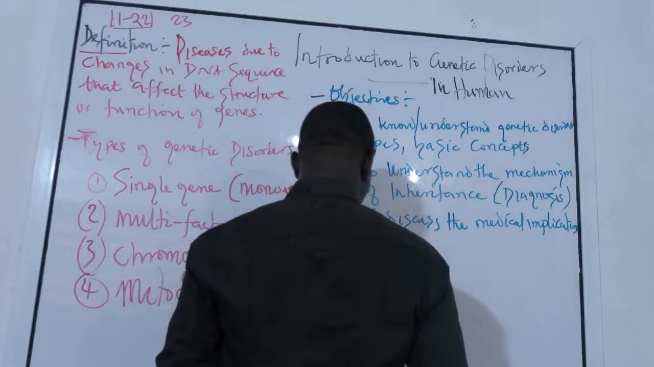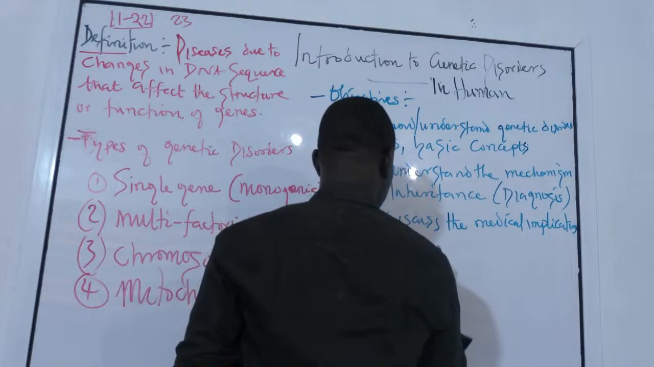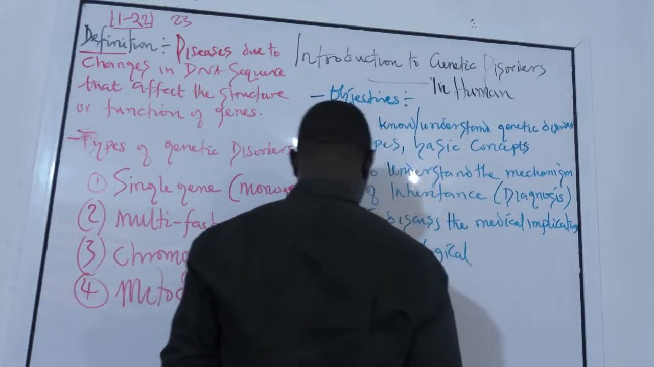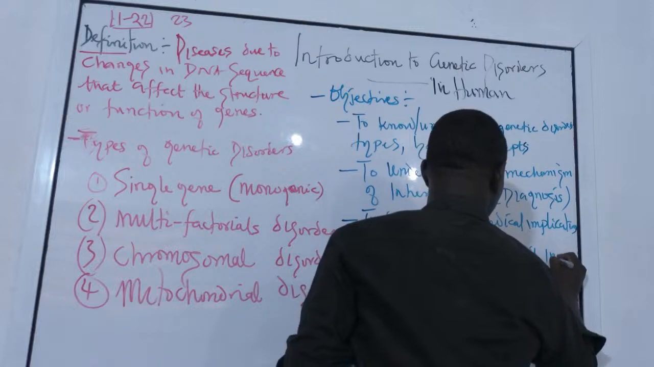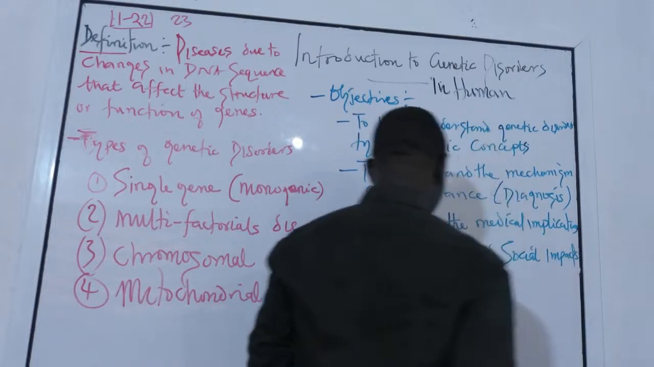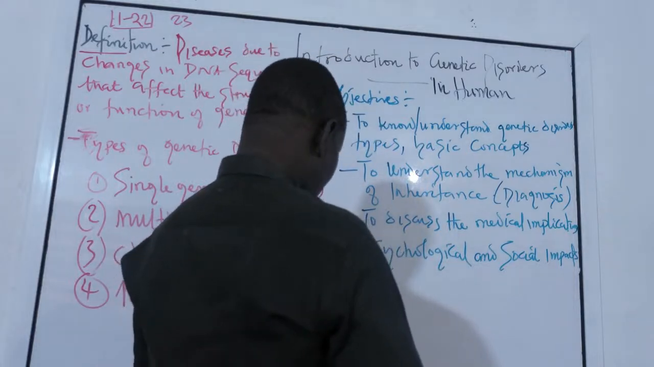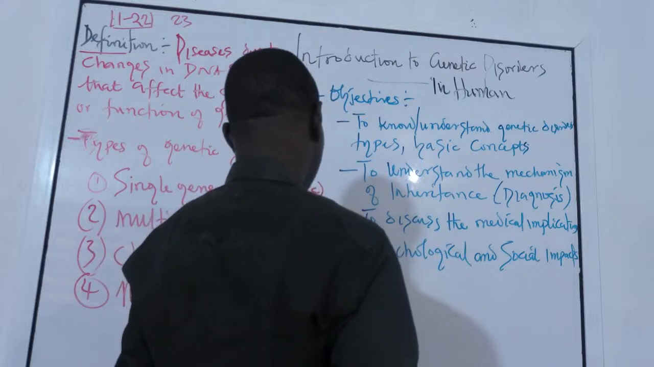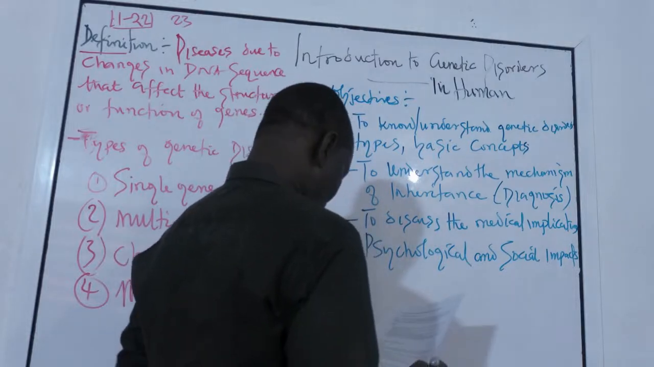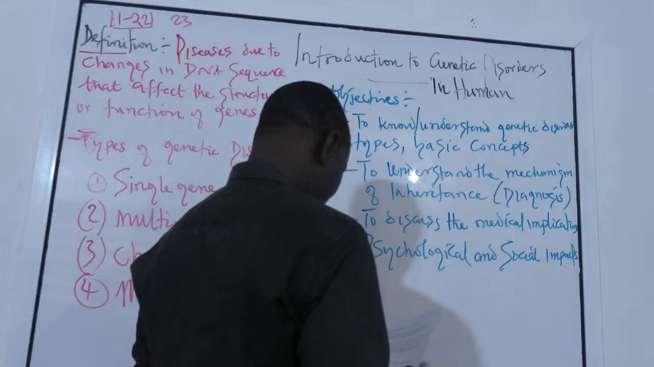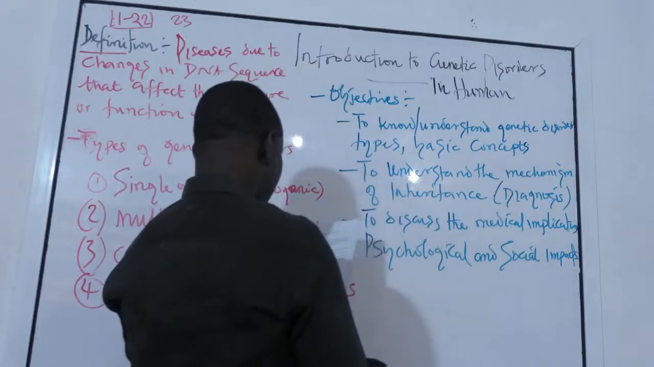So the next one is to be able to discuss the medical implication, psychological implication, as well as the social impact. What could be the social impact of each of the genetic disorders? If it is a single gene, which is monogenic, multifactorial, chromosomal, or mitochondrial, we want to know what might be the psychological, the clinical implication, and the social impact of this.